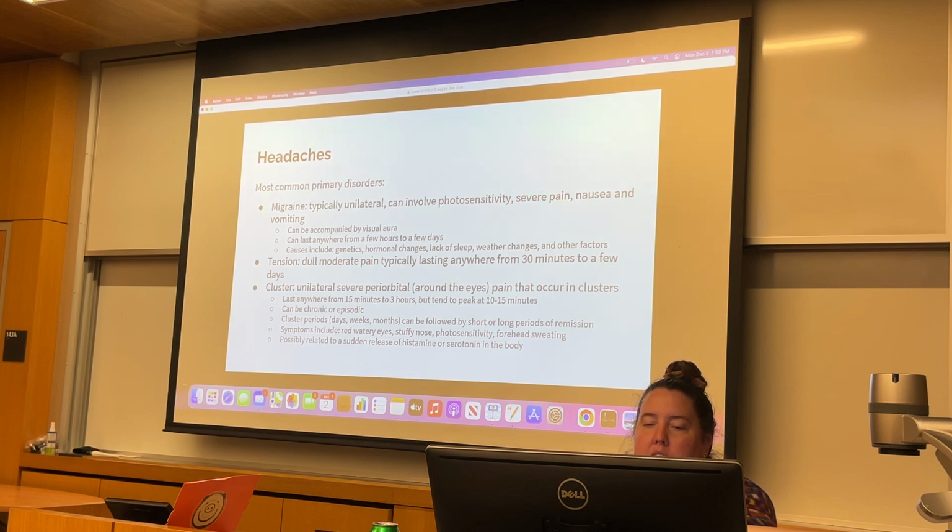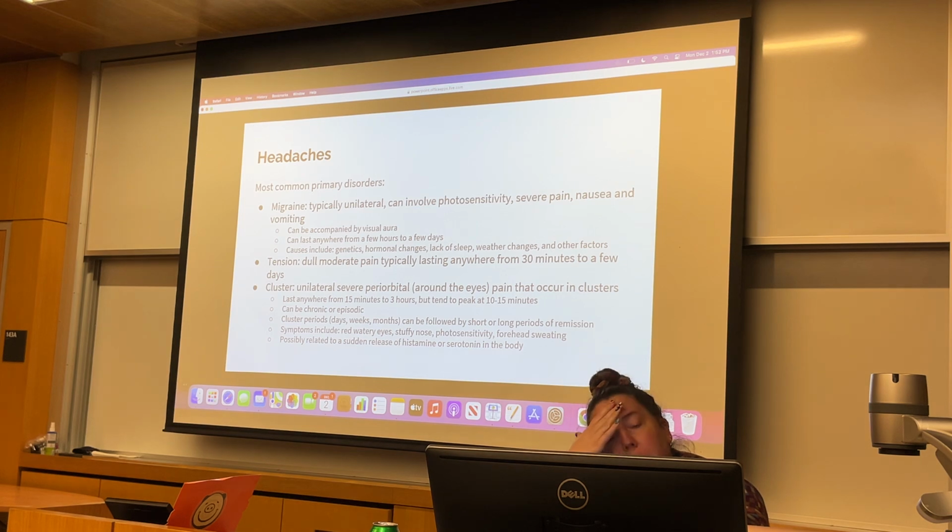Causes include genetics, so a lot of people, their mom, their dad, whoever also had migraines. Hormonal changes, lack of sleep, weather changes, or other factors. A lot of people get migraines around menstruation or around menopause or pregnancy. Tension headaches are dull, moderate pain lasting anywhere from 30 minutes to a few days. These are extremely common. It tends to be caused by the muscles around our head and face.